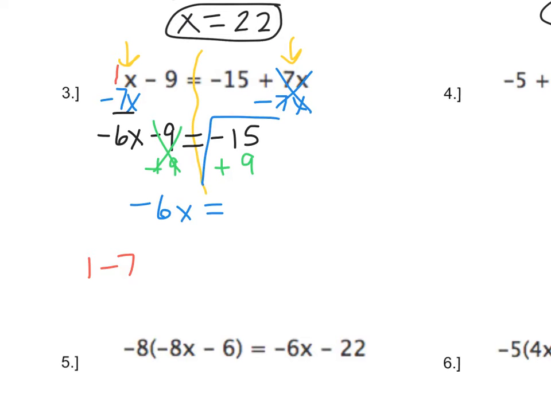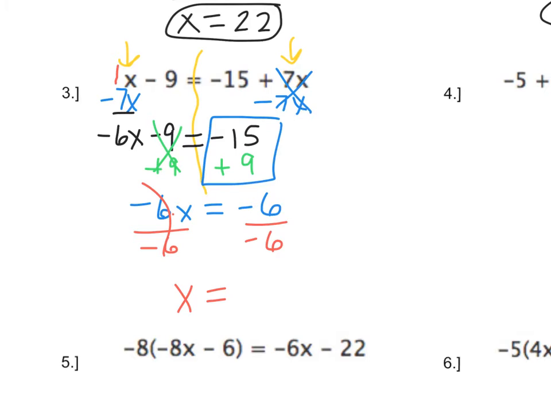Okay, be careful here. Negative 15 plus 9. Punch that in a calculator if you need to. Negative 15 plus 9 is negative 6. And our final step is to get that x by itself, to isolate the variable, doing the inverse of multiplication using division. Negative 6 divided by negative 6 is a positive 1.